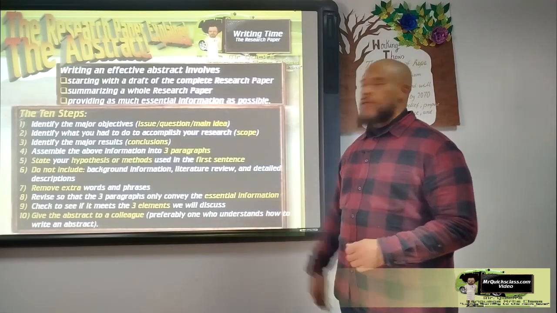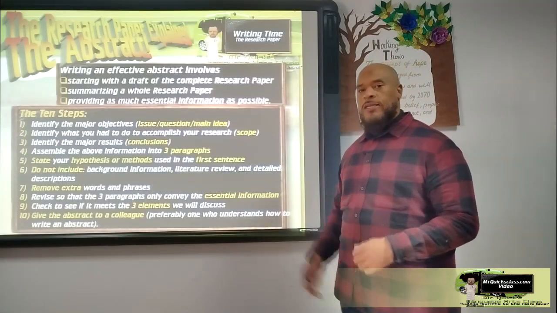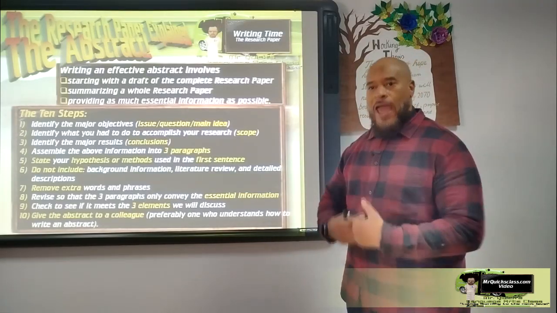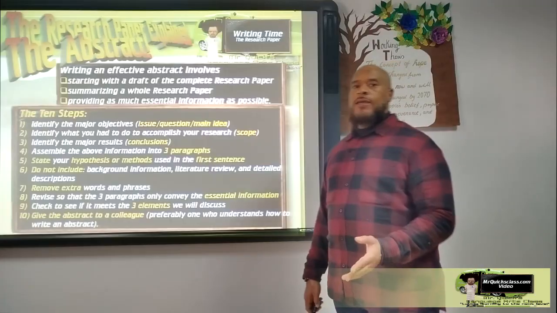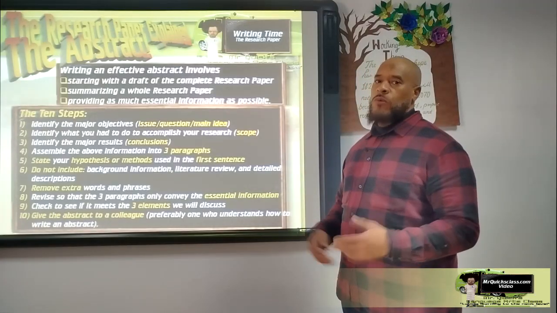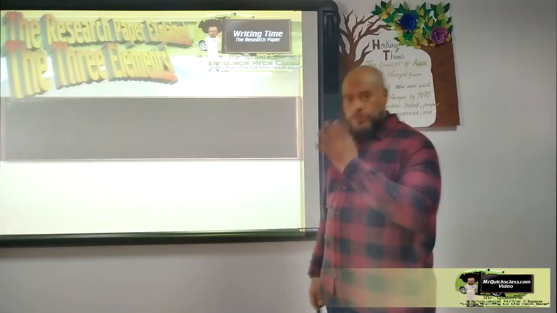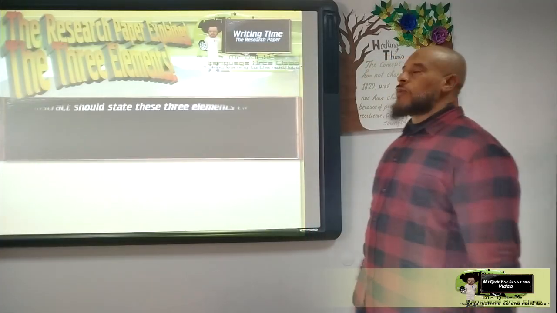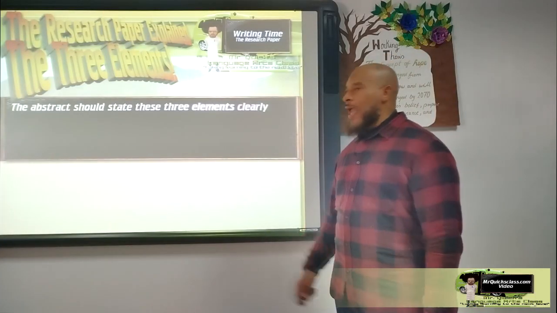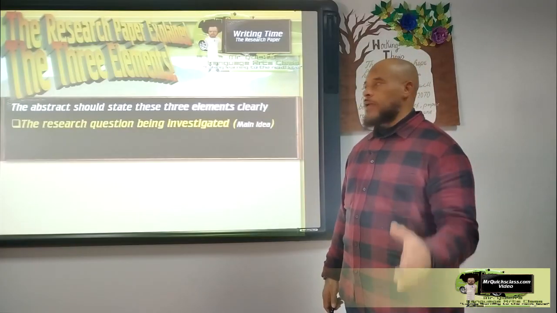And of course, you want to give the abstract to someone else. If you're in a group, that's easy. Have all the members of the group read it so that they can determine whether or not what you wrote was sufficient based on what the research paper covers. Three elements: here are the three elements the abstract should have in order for it to be proper.